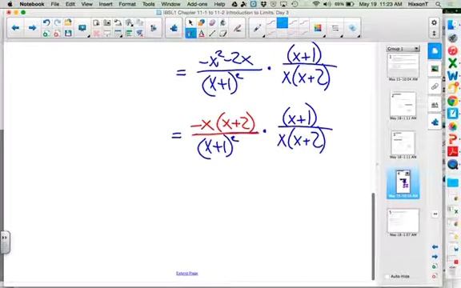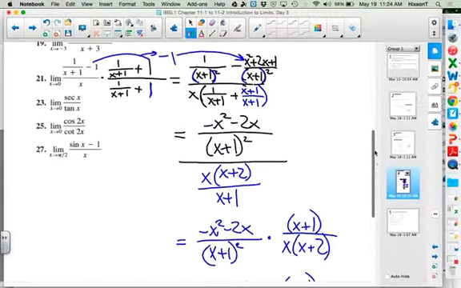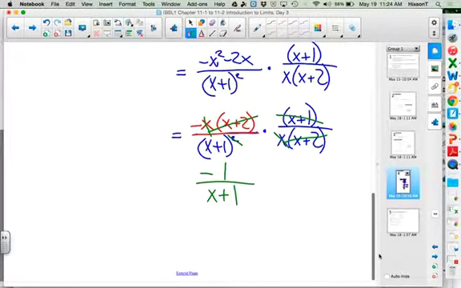And now look at what we can do. We can cancel some stuff out. So I can cancel out the x with the x, and I can cancel out the x plus 1 with the x plus 1, and I can cancel out the x plus 2 with the x plus 2 as well. So this whole thing simplifies down to what? Negative 1 over x plus 1. Now don't forget what we're doing here. The whole point was so that we could take the limit as x approaches 0.